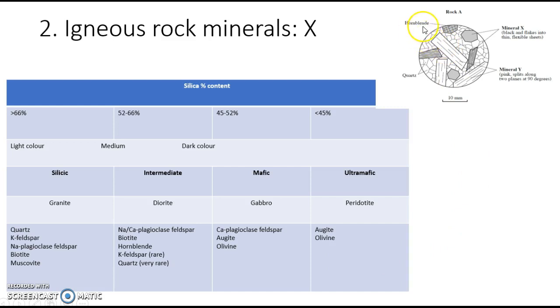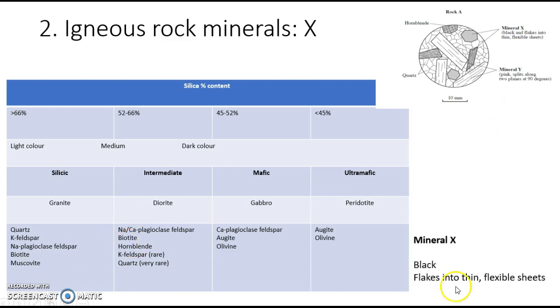So we can see here in rock A we've got hornblende and quartz, which puts us somewhere over here in the sort of silicic intermediate category. There's hornblende, there's quartz as well. So that means that mineral X and mineral Y are going to be somewhere within here as well.